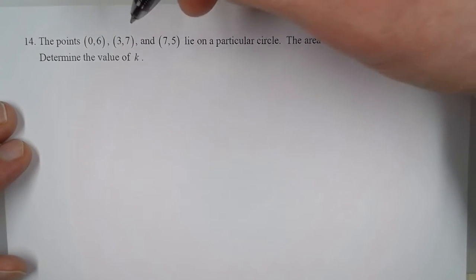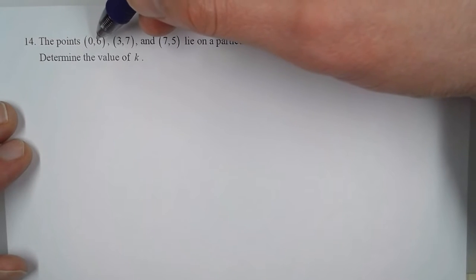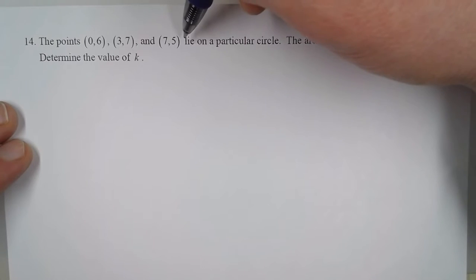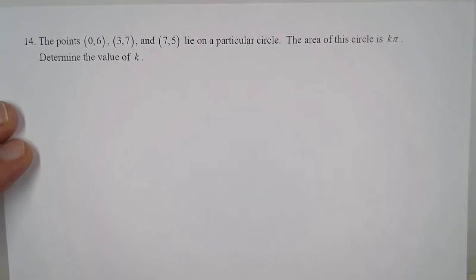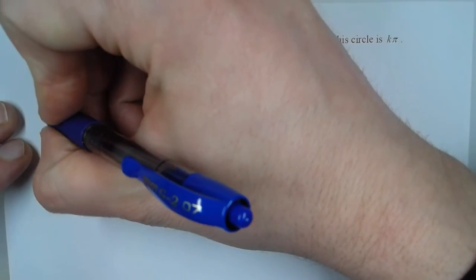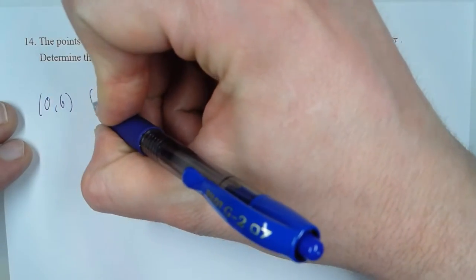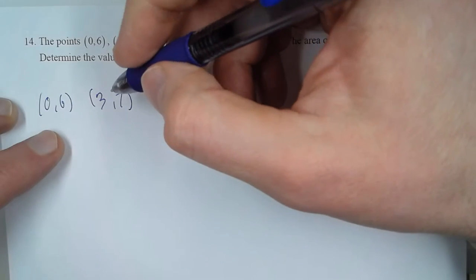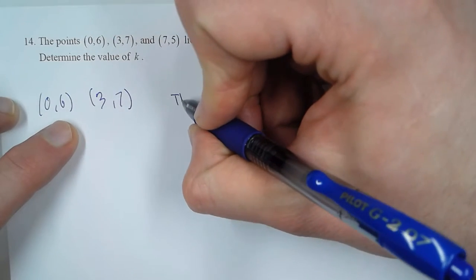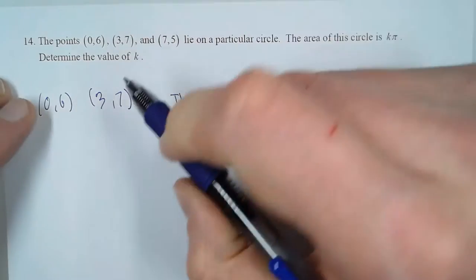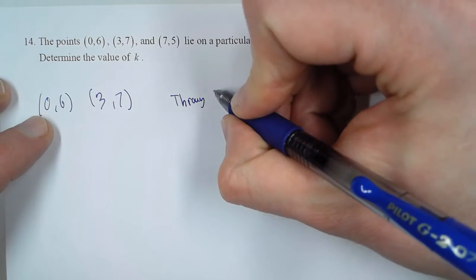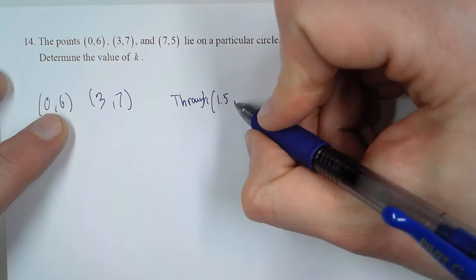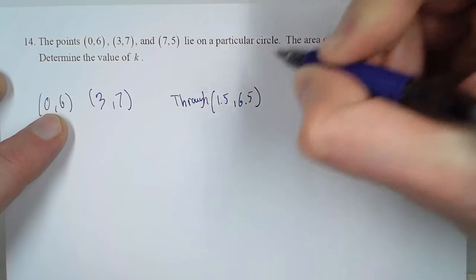And the perpendicular bisector, the line that passes perpendicularly through the midpoint of any 2 points, is going to pass through the center of the circle. So let's say I pick these first 2 points, (0, 6) and (3, 7). What's it going to pass through? It's going to pass through the midpoint. So the average of 0 and 3 is 1.5. The average of 6 and 7 is 6.5.